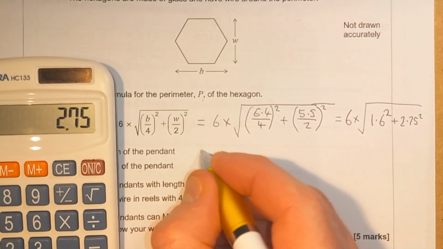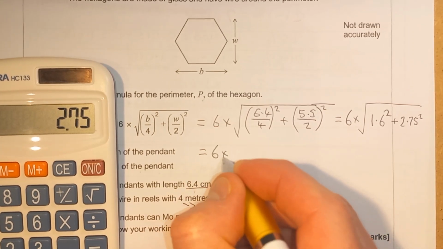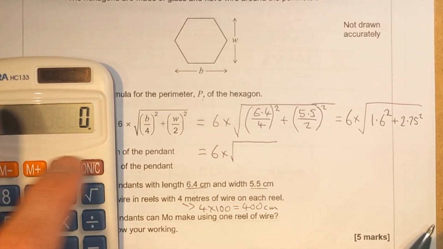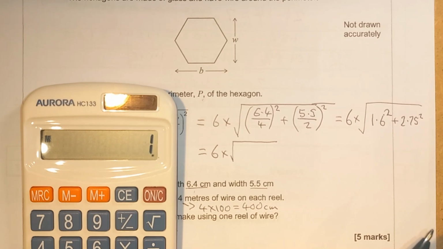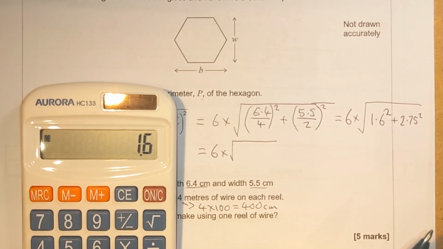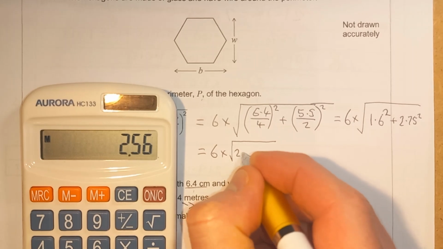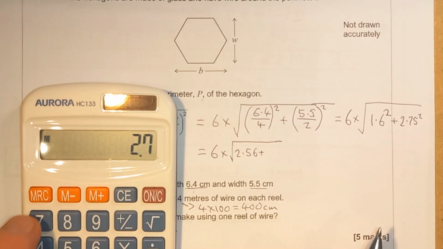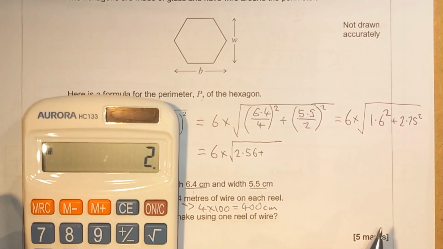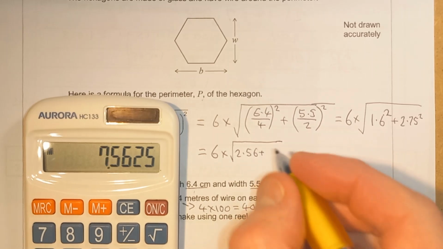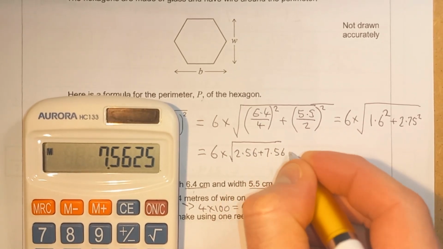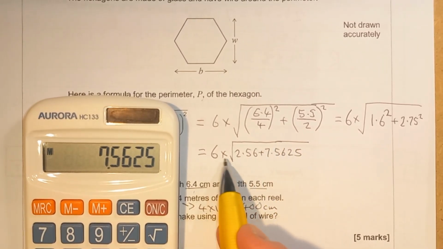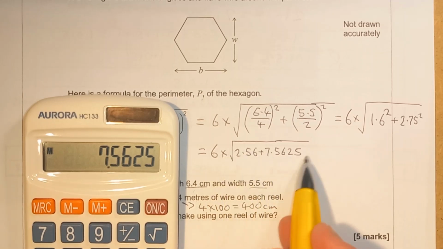Okay, so we're just doing one bit at a time. We've still got the 6 times because we haven't worked out everything in the square root yet. Well, we want 1.6 squared. So 1.6 times 1.6, which is 2.56. And we're going to add that to 2.75 squared, or 2.75 times 2.75, which is 7.5625. So we still can't do any square roots or multiplication because we haven't done everything that's in here.